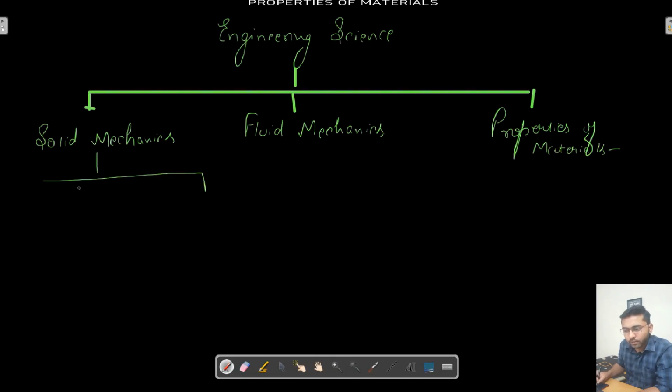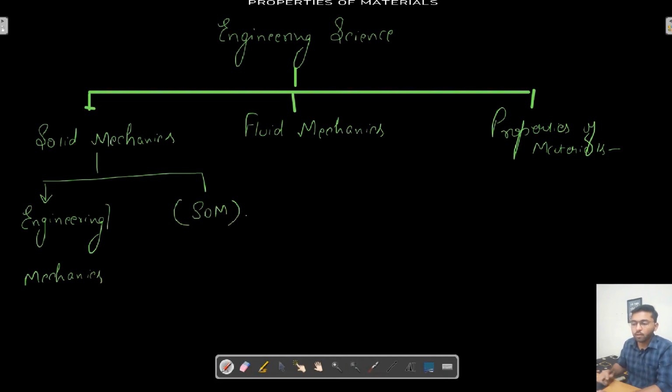In solid mechanics, there are two different subtopics. The first one is engineering mechanics and the second one is strength of material. What is the basic difference between these two?